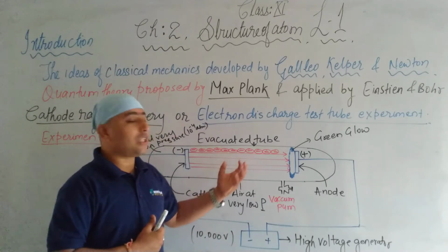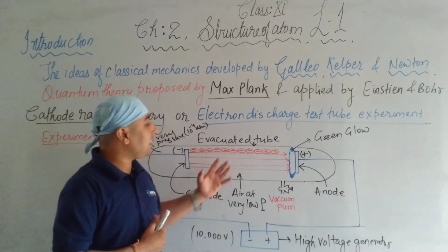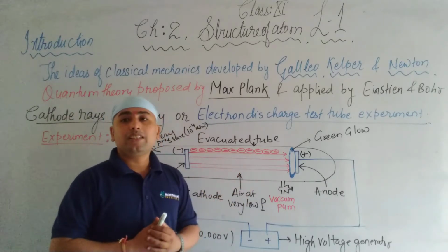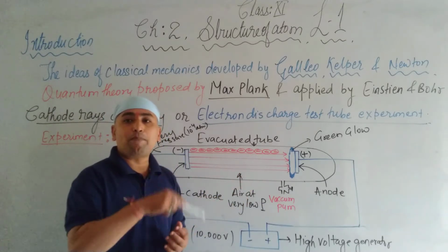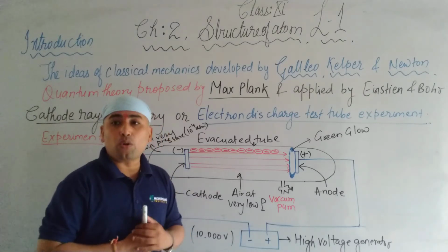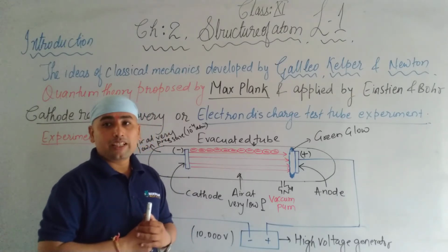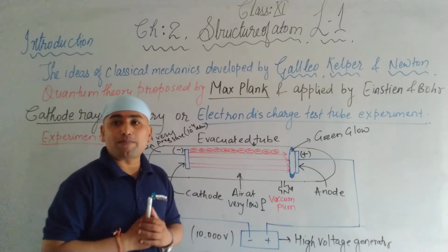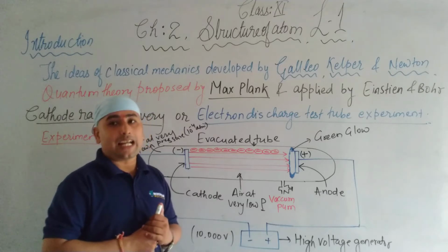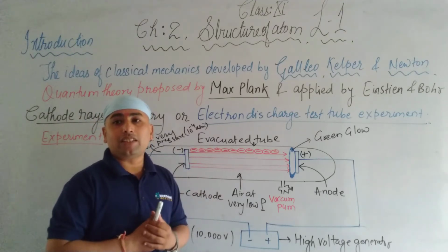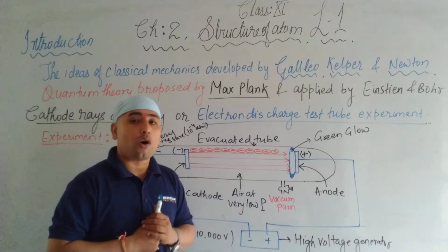He again put a light wheel inside this test tube. Between those rays, that wheel started rotating inside it. Finally, it was concluded that in all the other gases, the same experiment gave the same result. It proves that these cathode rays, or negative charge rays, are the basic constituent of all atoms.